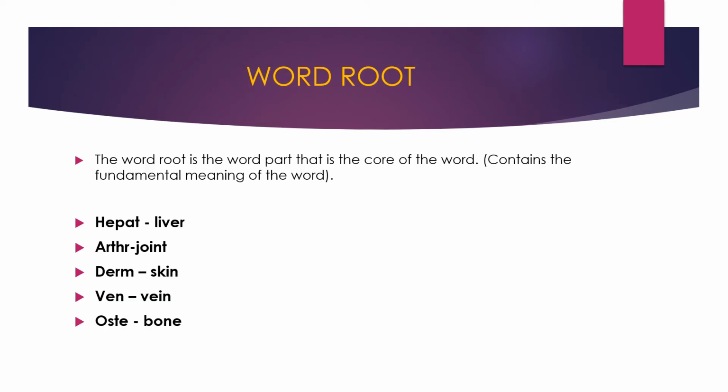The word root is the core of the word, or the medical term, the anatomy of that medical term. So for instance, hepat means liver, arthr means joint, derm means skin, ven means vein, and oste means bone.